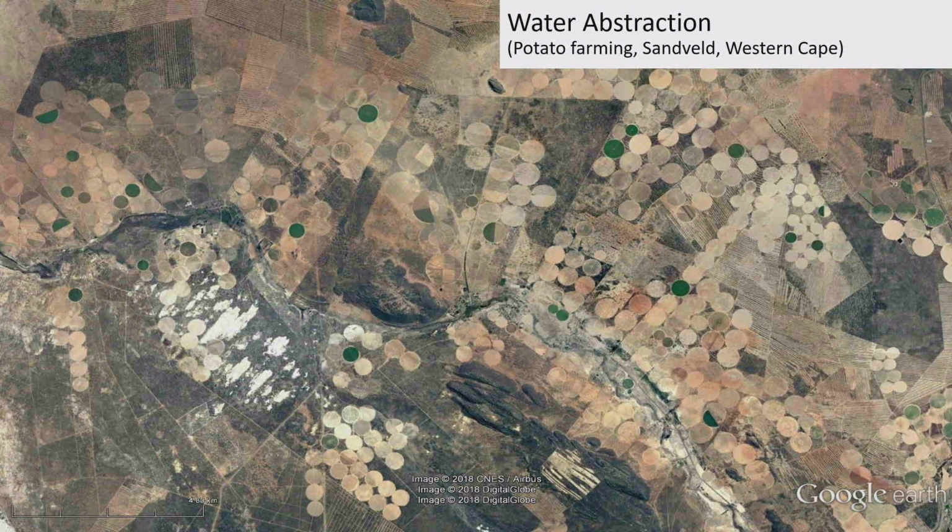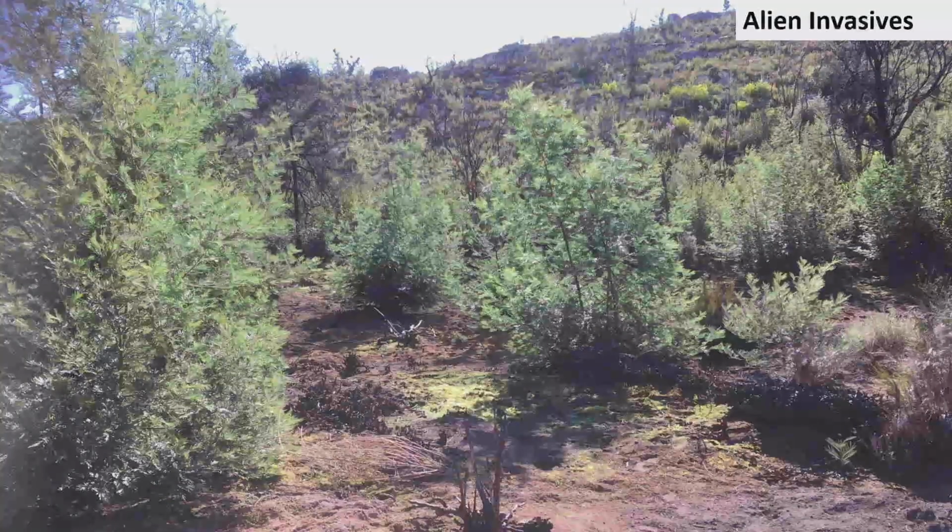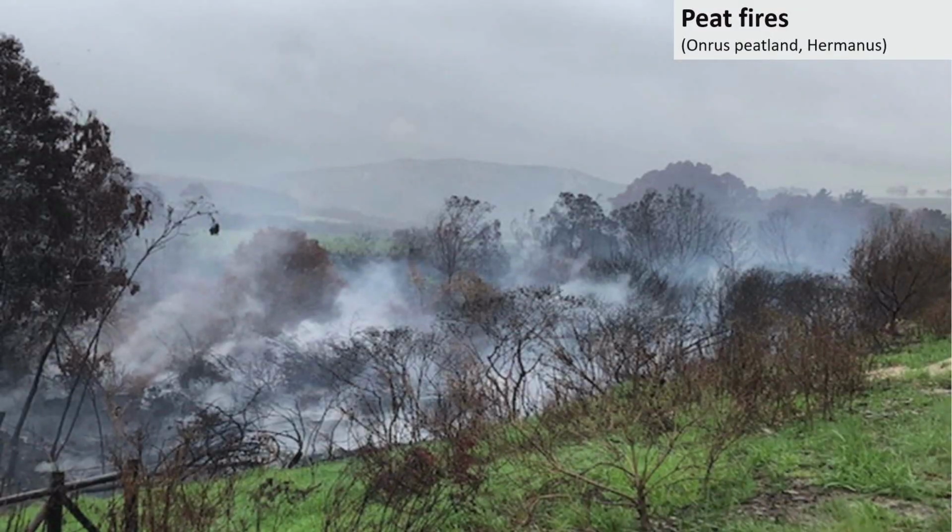Burnings are almost always attributed to lowered water tables, especially in South Africa where most of our peatlands are groundwater dependent. So here's an example of central pivots lowering the water table, forestry and subsistence agriculture, alien invasives, in this case it's wattle, and these result in peat fires.